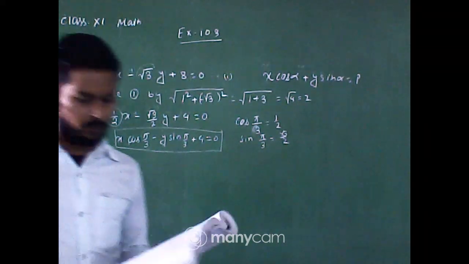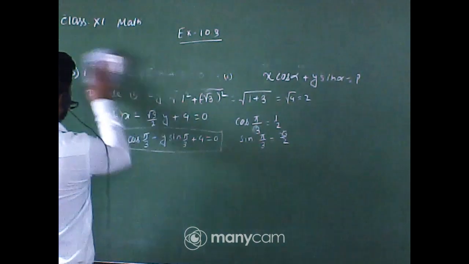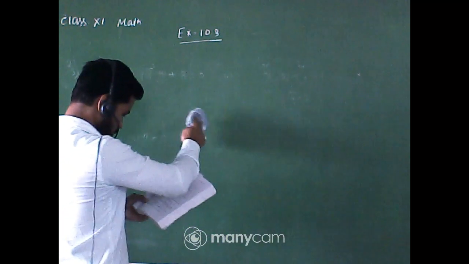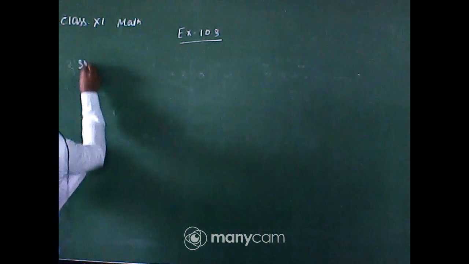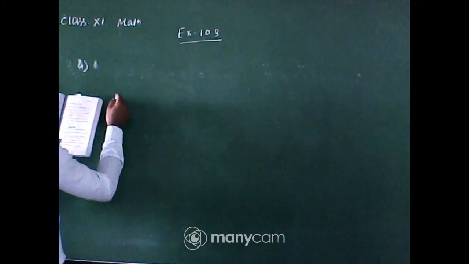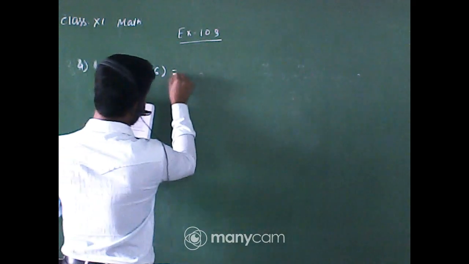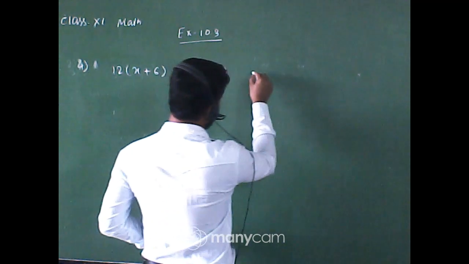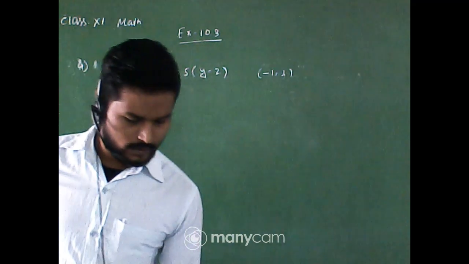Now next question is question number 4. Find the distance of the point minus 1 comma plus 1 from a given line. Equation of line is given. We have to find the distance of that line from the point minus 1 comma 1. Okay, so question number 3, first question, 4. The given equation of line is 12 into x plus 3 is equal to 5 into y minus 2. We have to find the distance of this line from the point minus 1 comma plus 1.